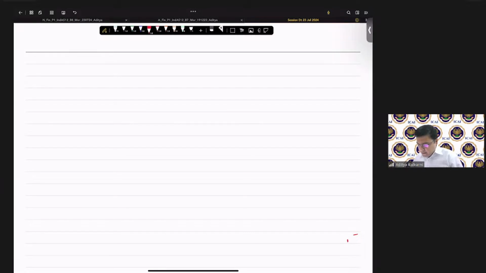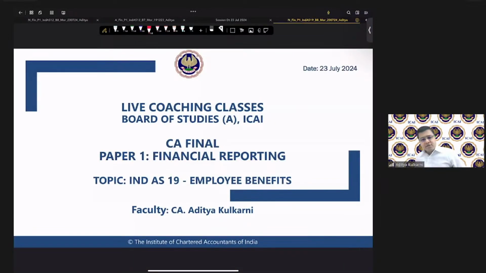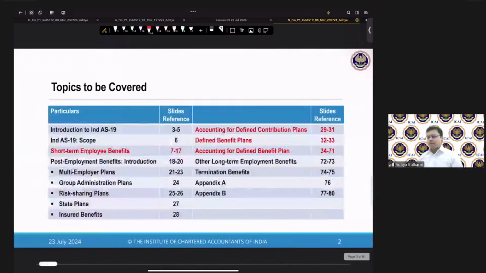So now coming to Ind AS 19. What does Ind AS 19 deal with? It deals with employee benefits. When we talk about employee benefits, it covers broadly four categories. One is your short-term employee benefits in the form of salaries, in the form of short-term bonuses. All these put together form part of your short-term employee benefits.